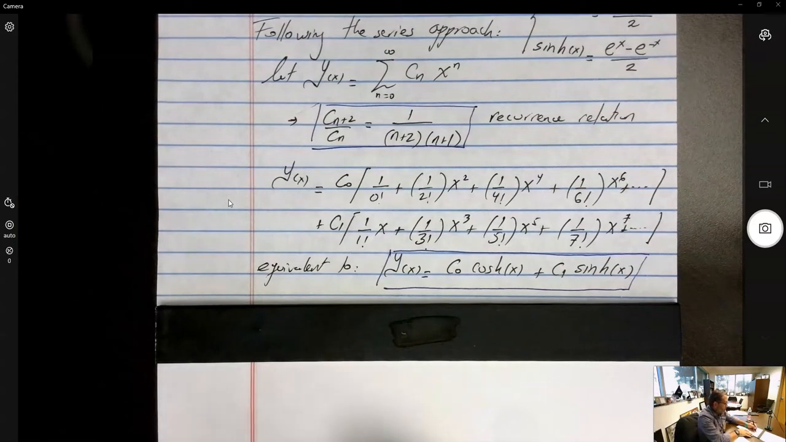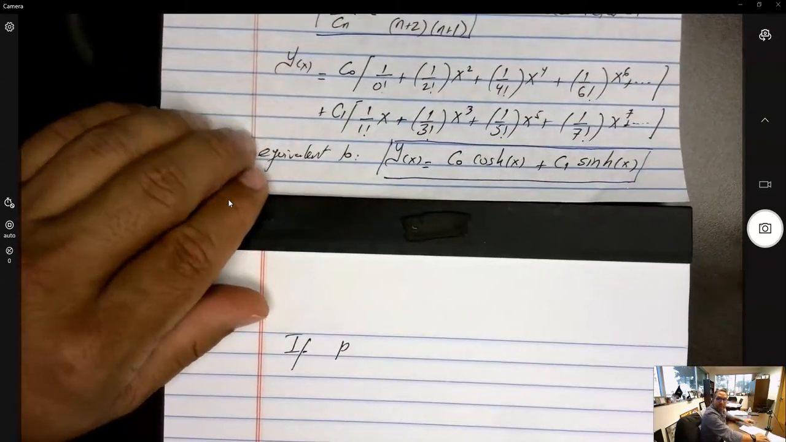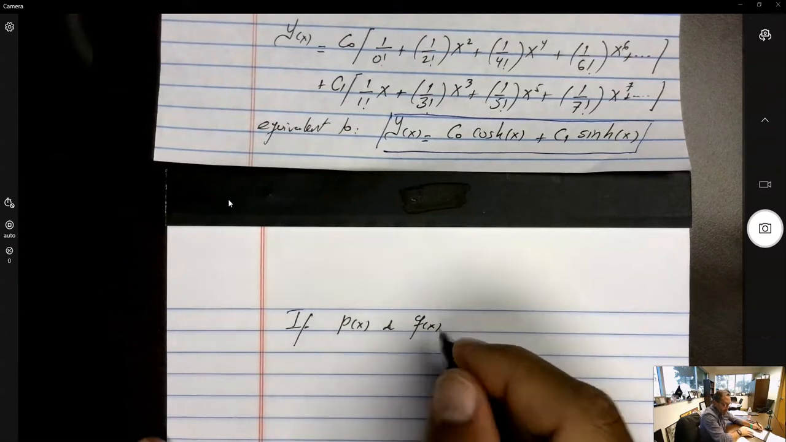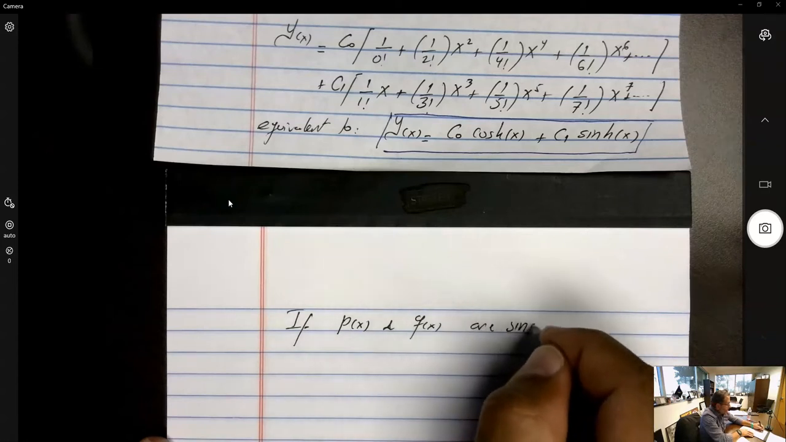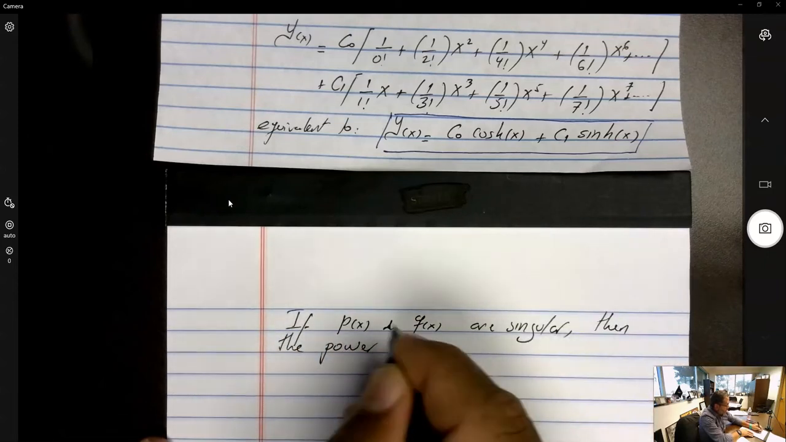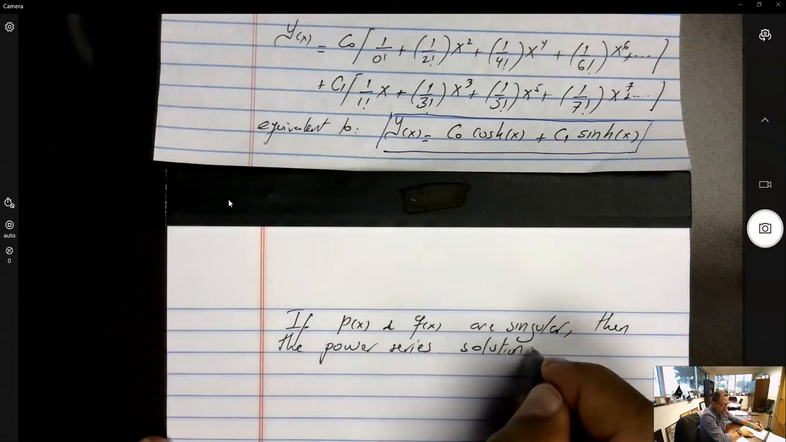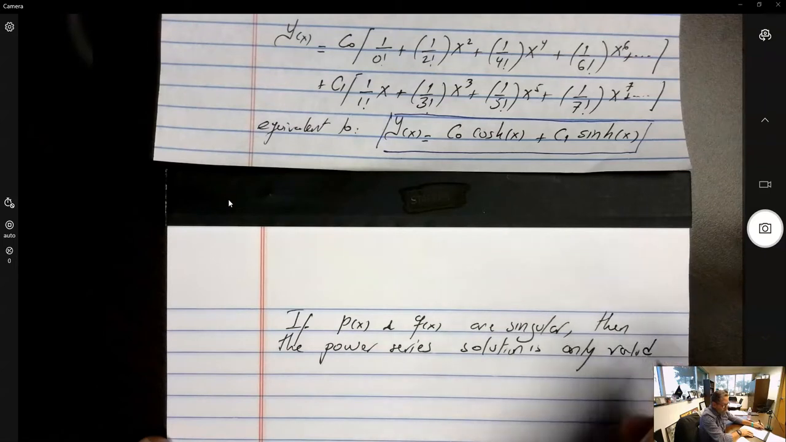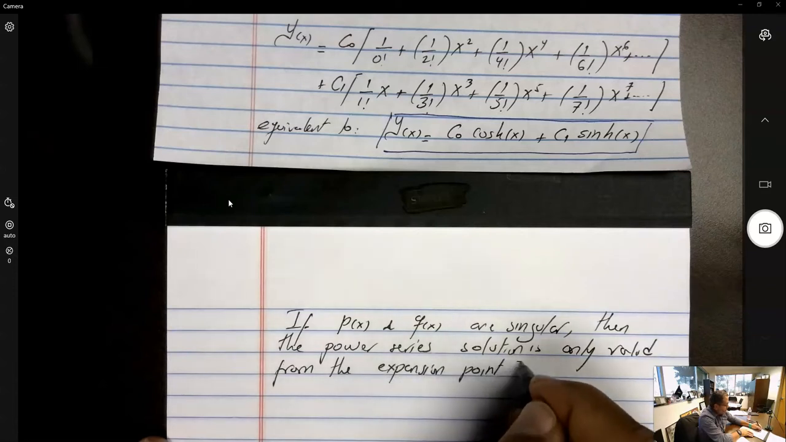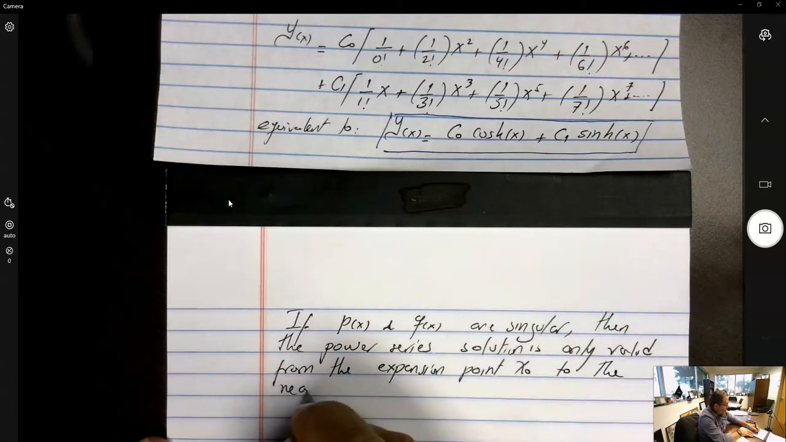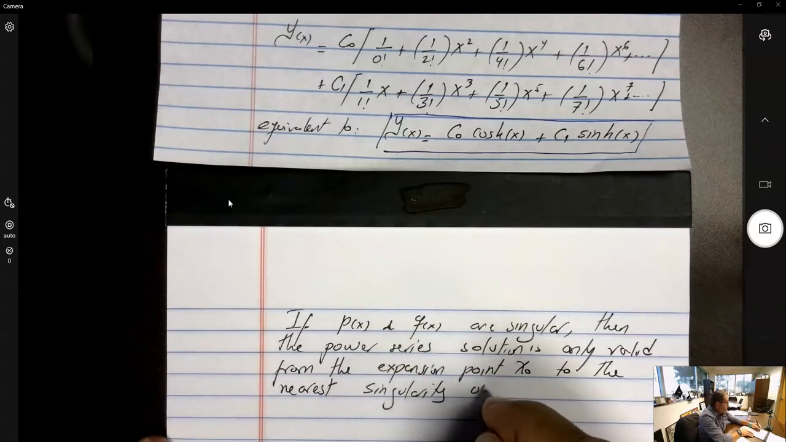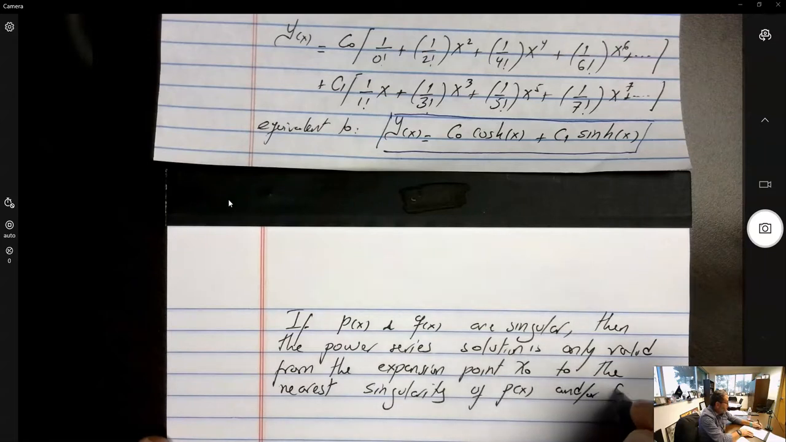So if p of x and q of x in the equation are singular, then the power series, so the Taylor series solution, is only valid from the expansion point to the nearest singularity of p of x and or q of x.